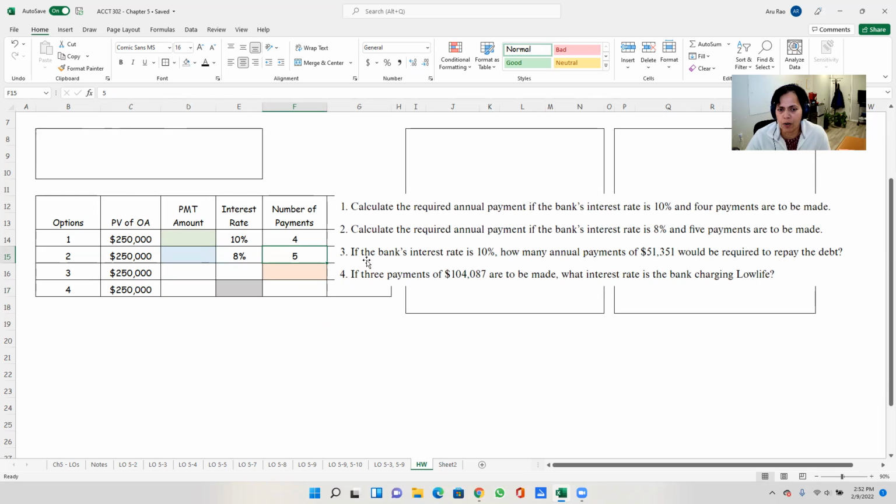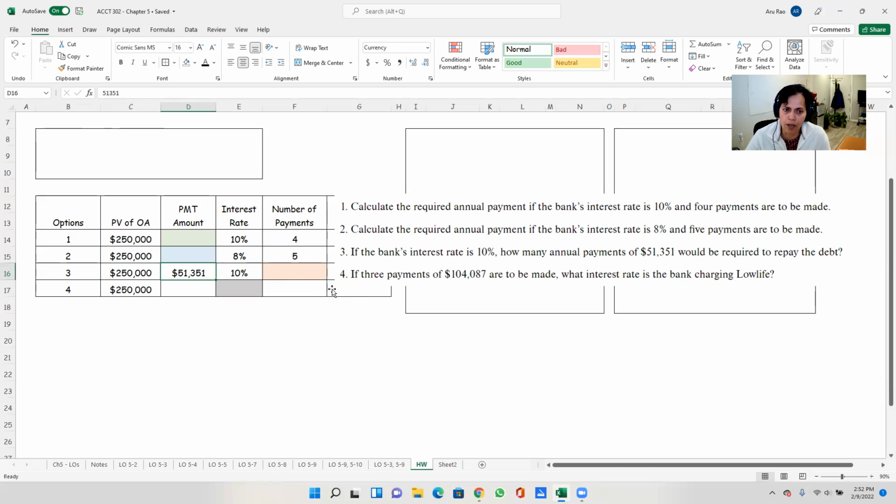And the third option, we are told, the bank is going to charge us 10% interest. So that's known. They've told us how much money we should pay each time. We have to pay $51,351. But what they've not told us is how many times we'll make the payment, so how many years the loan is going to be outstanding.